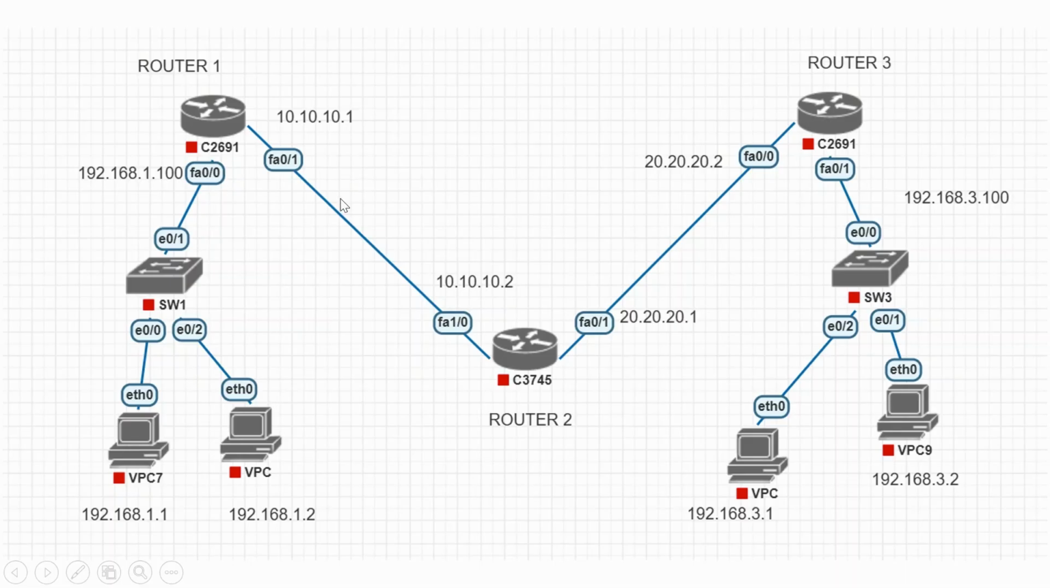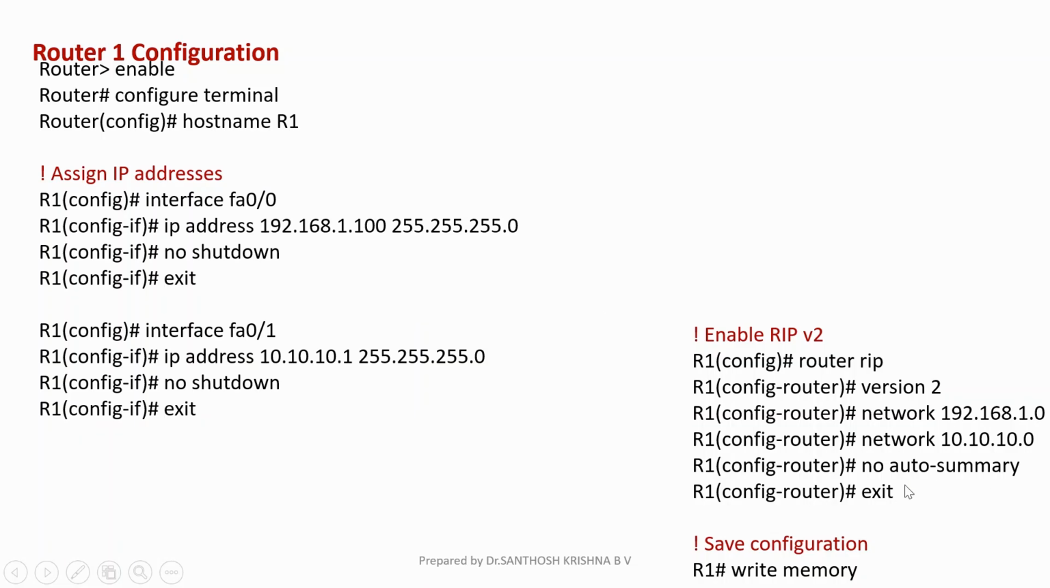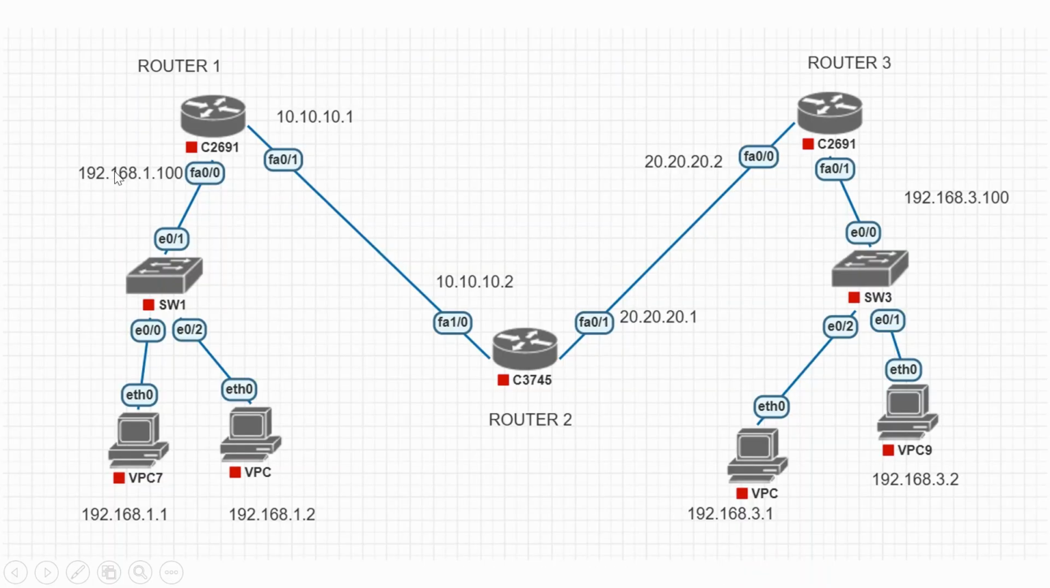So I'm just telling it about these two networks, and one more command we are going to give is no auto summary. The importance of no auto summary is this: here we have 192.168.1.100, the 1 dot network. It is basically a class C address, so by default it will take it as /24. Whereas this other network does not belong to the same class. Since we are using completely classless addressing, the router should not get confused with two networks and give two different subnet masks, because then communication would stop.